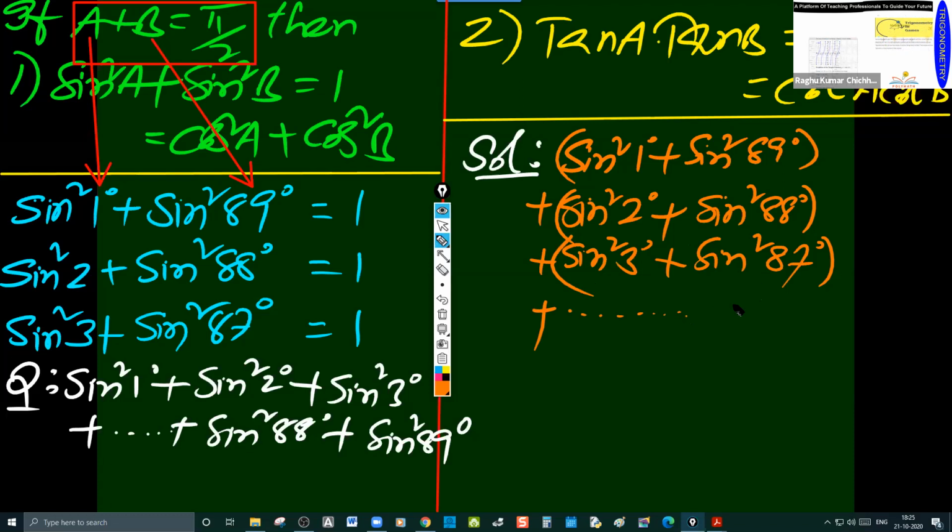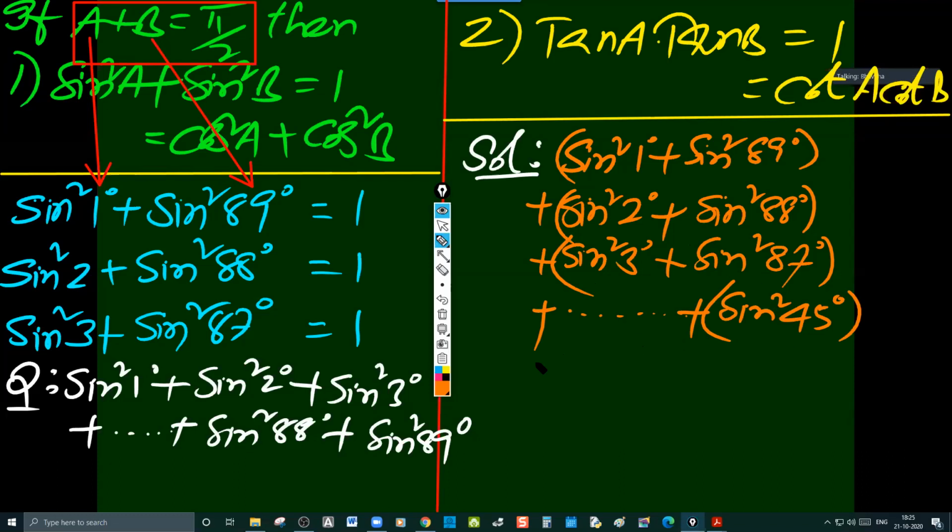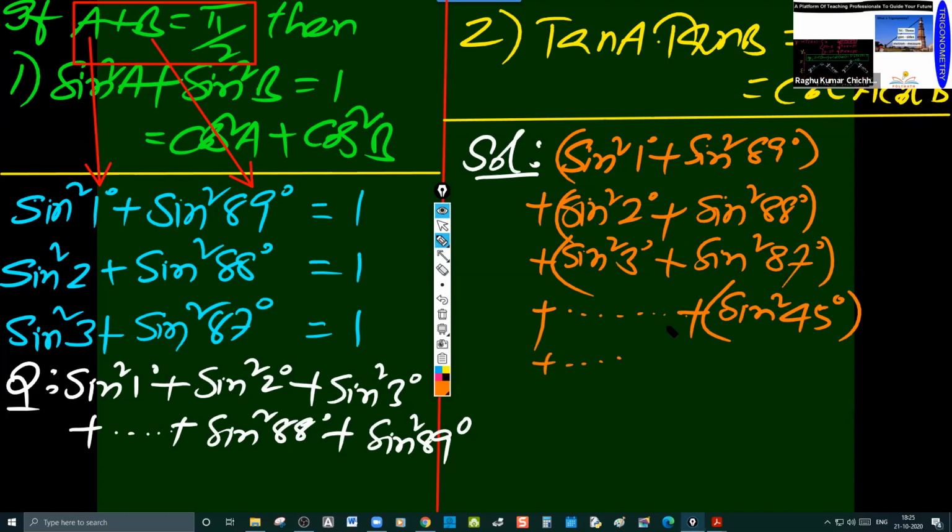In between, one bachelor will be there without a pair, because 89 is an odd number and this bachelor will not have the pair. Sine square 45 is a bachelor. Correct or not? Plus and so on. Among 89, one bachelor is there. How many are remaining? 88 remaining. So 88 will become 44 pairs, you know.